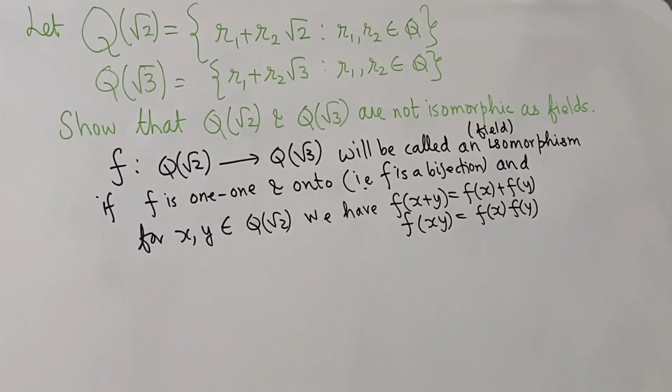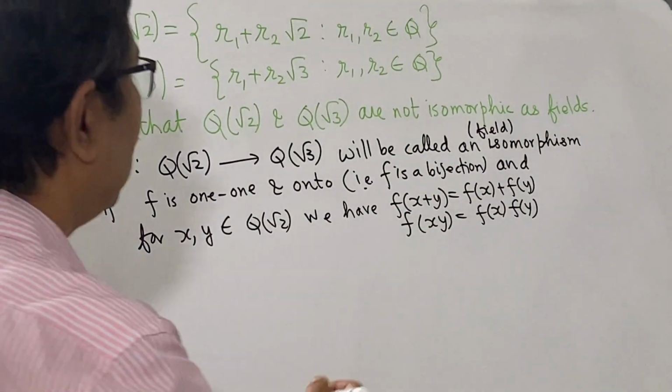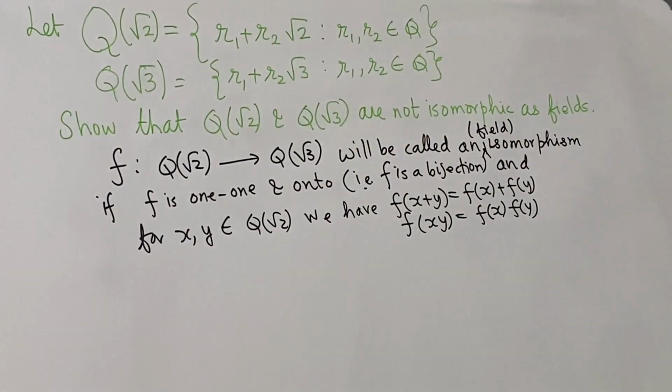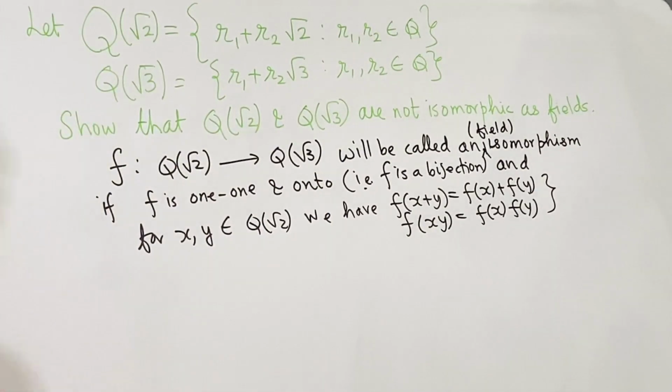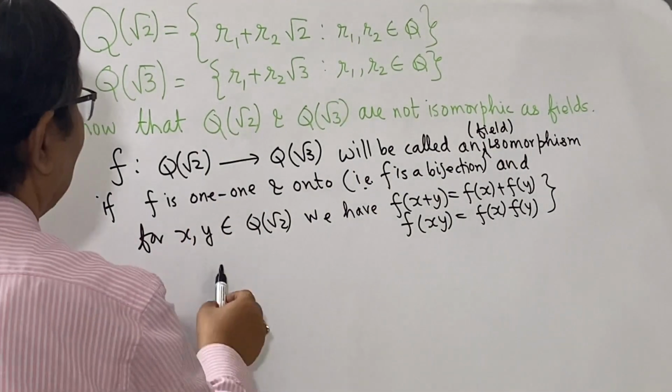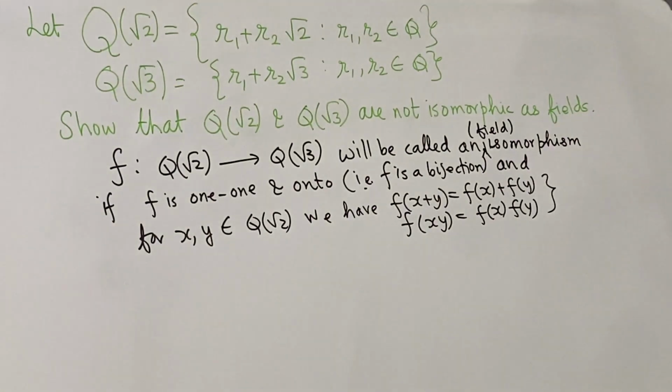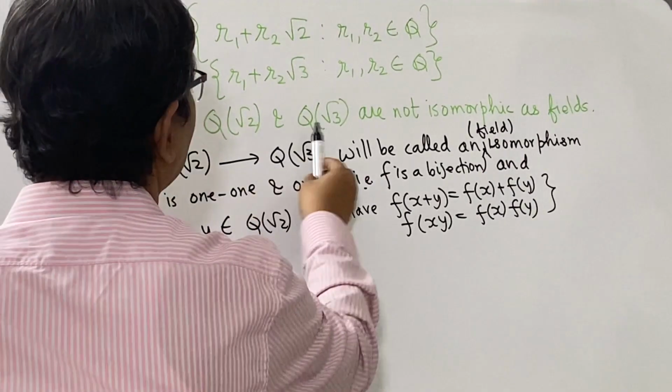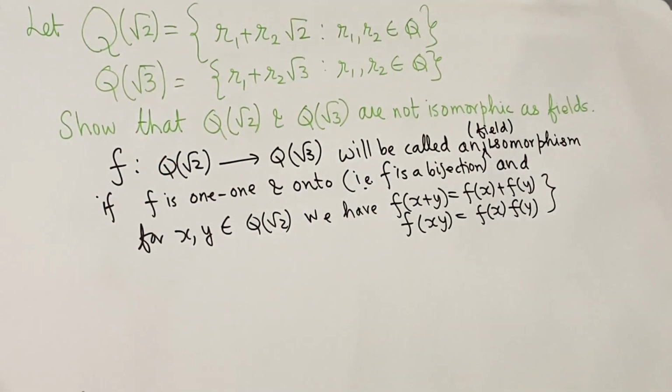So this map f will be called a field isomorphism if it is a bijection and it satisfies these two conditions. Now the problem tells us that there is no such isomorphism possible. So we cannot construct a function from Q root 2 to Q root 3 which will satisfy these properties. And if there is no such function, then we say that the fields are not isomorphic. So the fields are not isomorphic if there does not exist any isomorphism. This is what we are going to prove here.